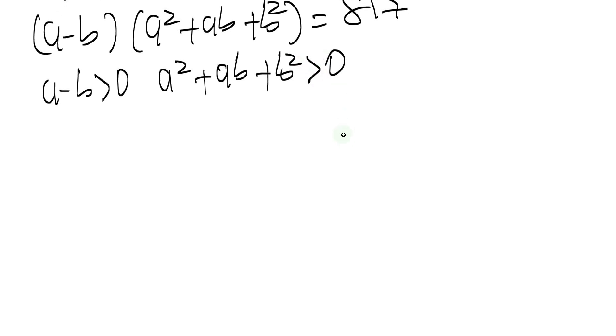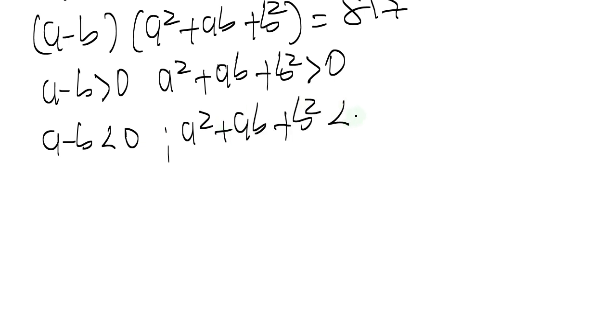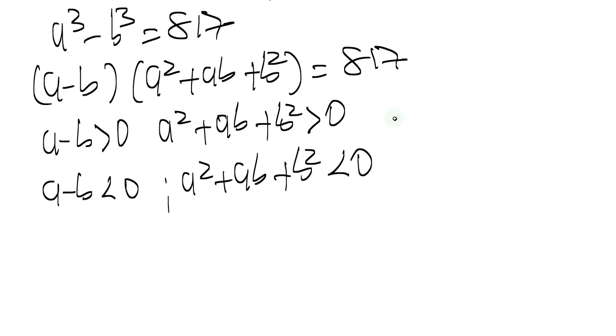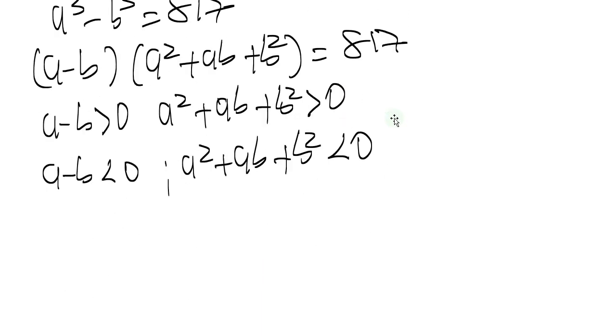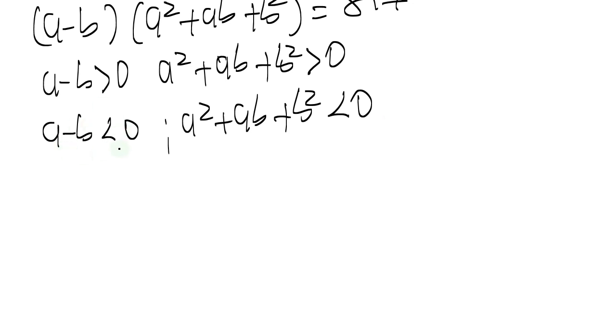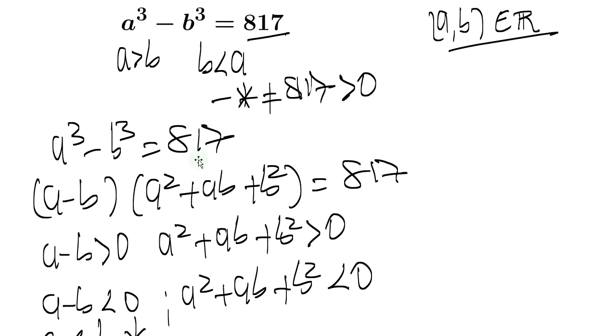And you could say, well, I can say that a minus b is smaller than 0, and a squared plus ab plus b squared is smaller than 0 as well. That's why the product of them is going to be a positive number, but this would be silly because it doesn't make any sense, right? Why? Can a minus b be negative? No, because if this is negative, I'm saying that a is smaller than b, and this cannot be true according to our problem. This is what we said in the beginning, right?